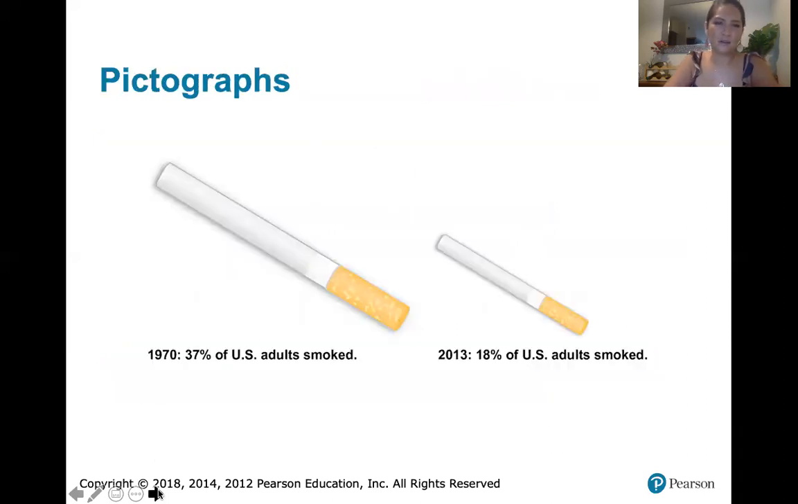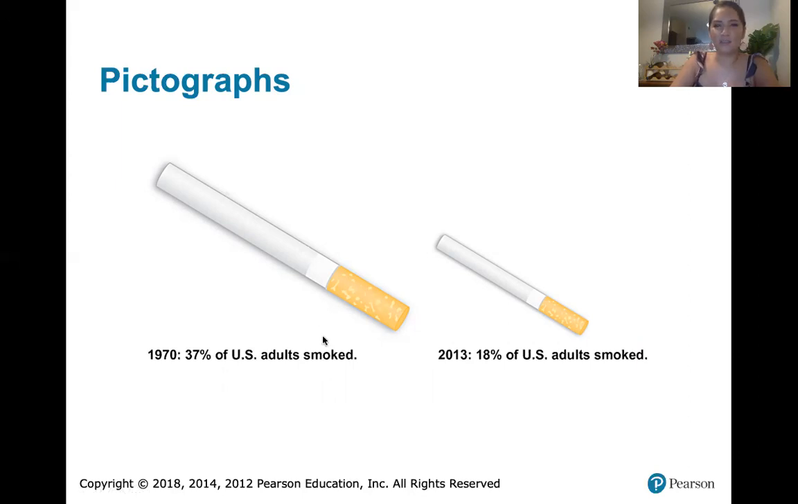Now here's an example with some actual numbers. It turns out that in 1970, 37% of adults smoked. In 2013, 18% of adults smoked. Now, if you just look at the numbers, let's take 18% and double it. Well, that would be 36%. So this 37% is roughly twice the percentage of people that smoked in 2013. Or you can think of the percentage of people that smoked in 2013 as roughly half of the percentage of people that smoked in 1970.